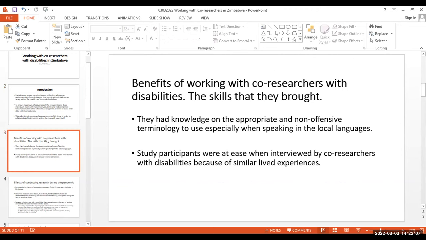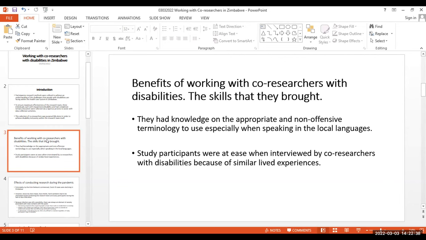So we realized that including core researchers with disabilities themselves had certain benefits, some of which were that they had a knowledge of the appropriate and non-offensive terminology to use when discussing certain issues or when referring to people with disabilities, especially in our local languages, which are Ndebele and Shona. So we conducted, I would say, maybe 90% of our interviews in Shona. So they were very instrumental in actually advising us on what to say, how to approach people, and what to say in certain situations.